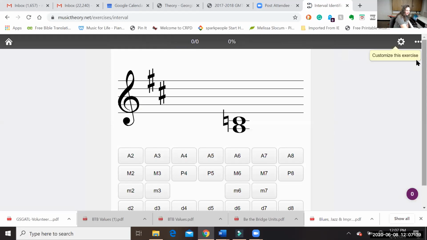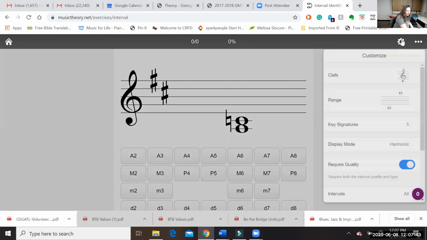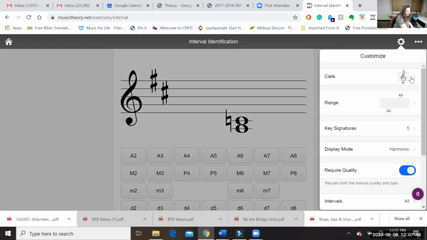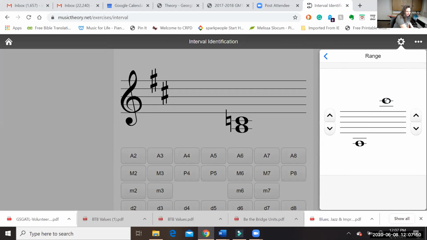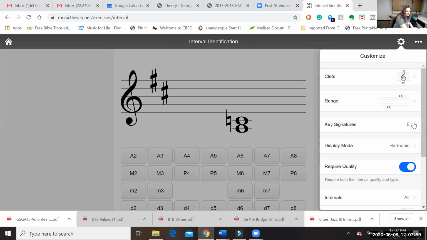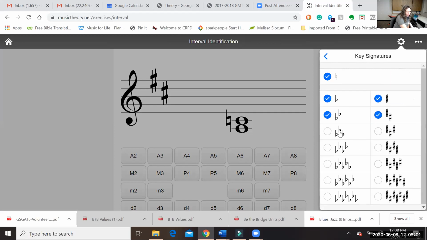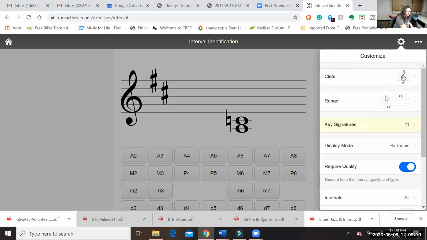And what you can do is change the settings. You can go in and say, I want treble clef only. You can do a range of notes and say, well, I don't need to go that high. I can keep it within the clef. We'll do there. Change the range. The key signatures, let's go ahead because this is an intermediate level theory test. So we should be able to know quite a few.